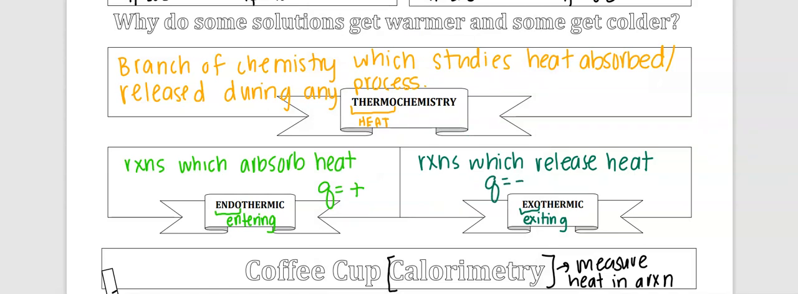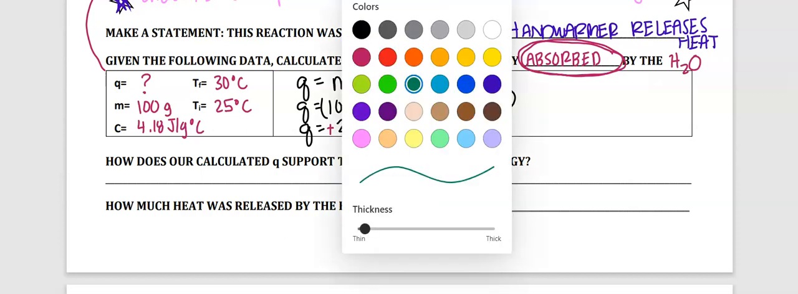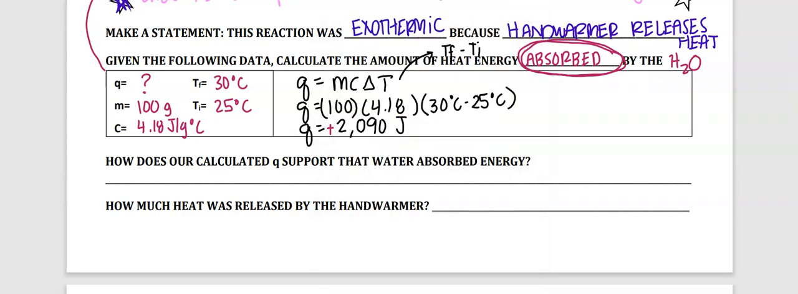Okay, we have a positive Q, which means that when we have something that's exothermic, our Q value is going to be negative. Okay, so the question then becomes, again, we're not really interested in the water, we're actually interested in the hand warmer. So how do I determine that value? Let's take a look here. So question, how does our calculated Q support water absorbed energy? Again, Q is positive.